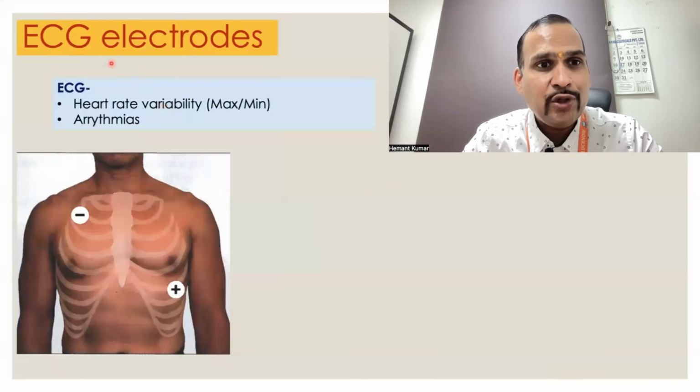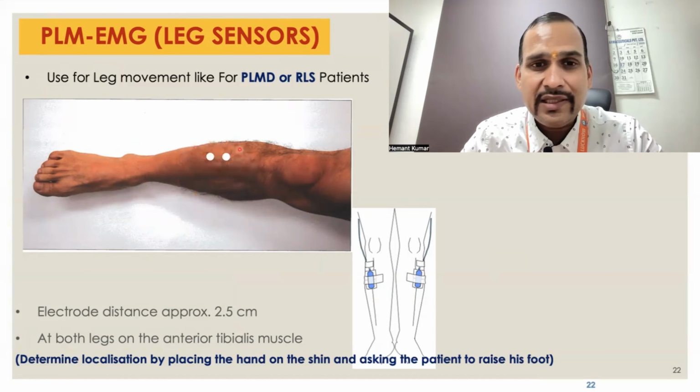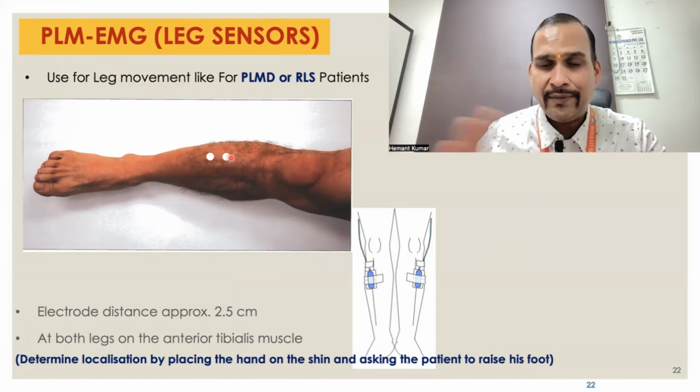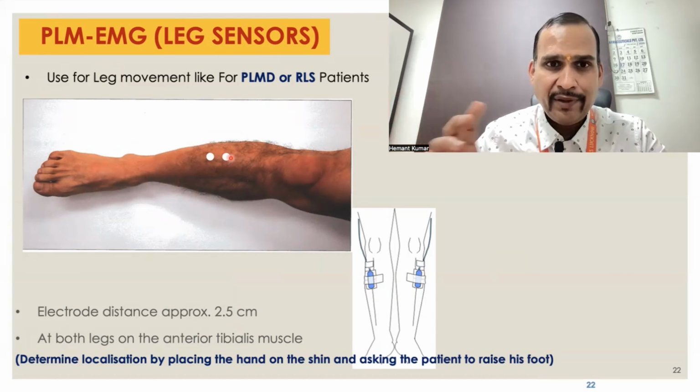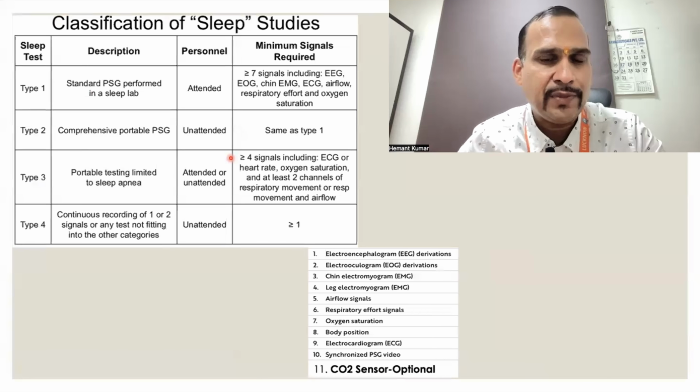Then, for heart rate or arrhythmias, we are using ECG with two electrodes. It tells heart rate variability and arrhythmias. And last is PLM EMG, for periodic limb movement. We have to stick two electrodes on the anterior tibialis muscle. So it will tell about leg movement. And there are criteria to see PLM, which I'll discuss in the scoring part. But for that, we have to record electromyogram from the anterior tibialis muscle.